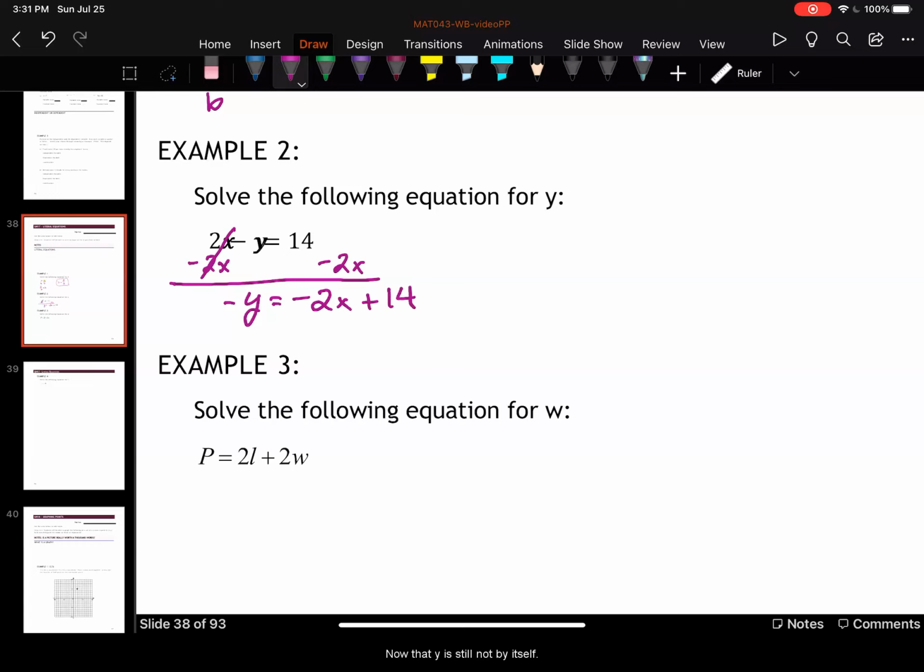Now that y is still not by itself, it has a negative with it. So I'm going to need to get rid of that negative. To do that, I'm going to divide everything by a negative 1. When I say everything, I mean each term. So when I divide, I would have y equals 2x minus 14, because dividing everything by a negative is going to change all of the signs for our values.